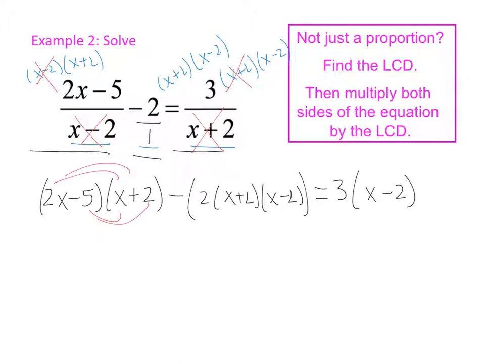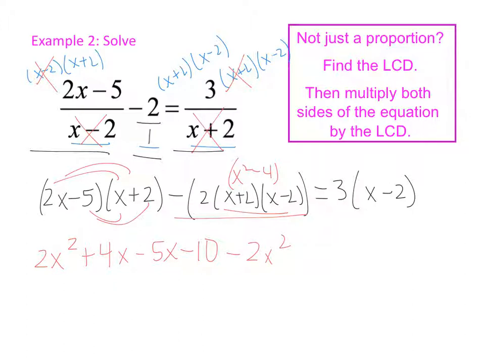What I end up getting is 2x squared plus 4x minus 5x minus 10. Here, x plus 2 times x minus 2 is x squared minus 4, times 2 would be minus 2x squared, because this negative distributes here, and a plus 8, because 2 times negative 4 is negative 8, times a negative here, which would be positive 8, and that equals 3x minus 6.